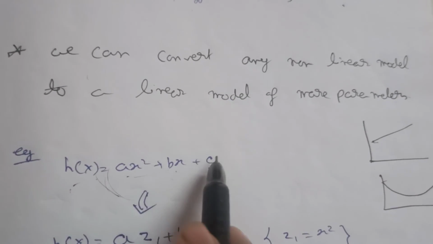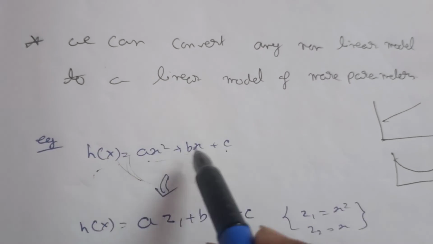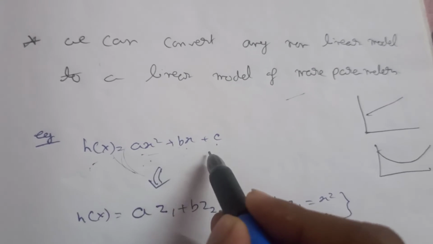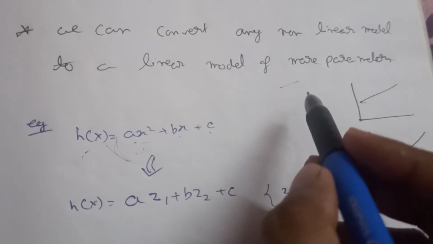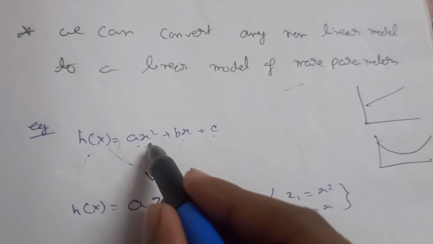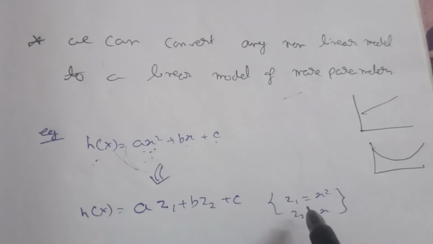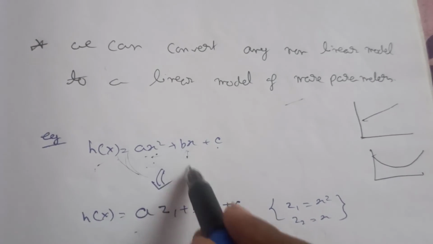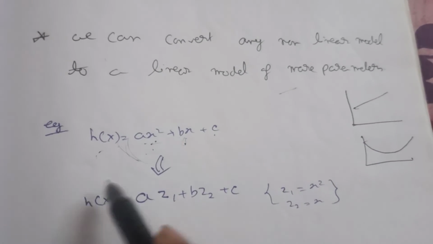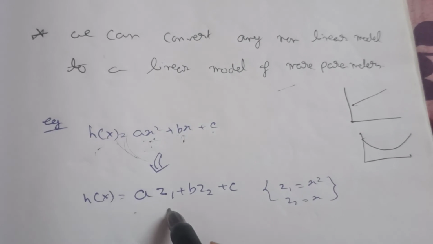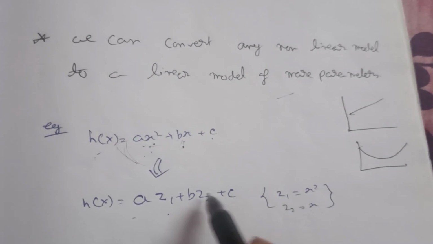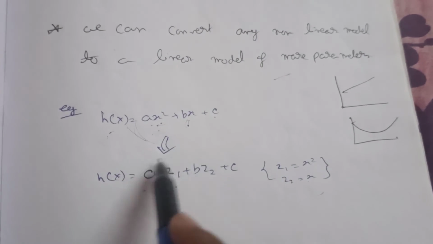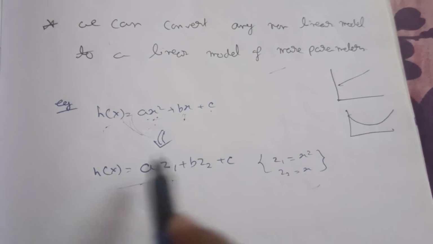By linear regression. We can always convert a non-linear model to a linear model of more variables or more parameters. How can we do that? We are just going to replace this x square as z1 and this x as z2. So see, now we have a z1 plus b z2 plus c. This is also a linear model. This z1's value is x square and z2's value is x, but by replacing this, we are always having a linear model. So now we can also solve this with linear regression.